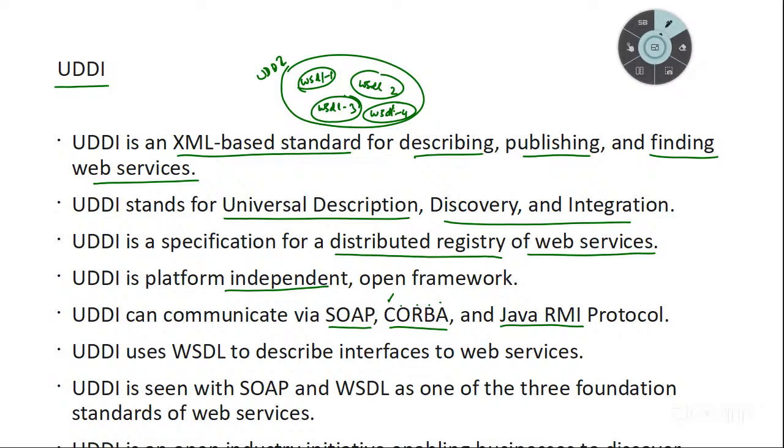Next, UDDI uses WSDL to describe the interfaces. Just now, we used WSDL for describing a web service and also for describing an interface. Now, WSDL is used for both purposes. One is describing a web service and the second one is to describe an interface.